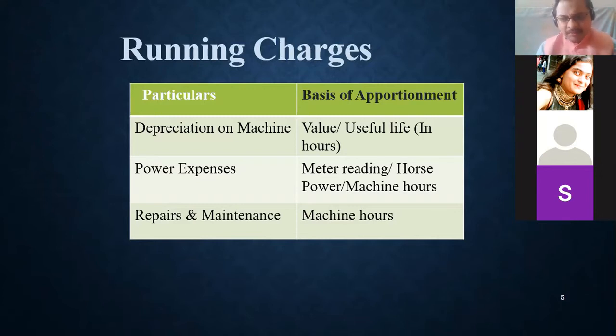We have two machines, machine 1 and machine 2. Machine 1 runs 24/7, and machine number 2 runs for only 8 hours in a day. Which machine will have a long life, machine 1 or 2? Machine number 2, correct? So that is a basic assumption. That is why depreciation we have to take in running charge. The more you run the machine, the more the depreciation charges will be.